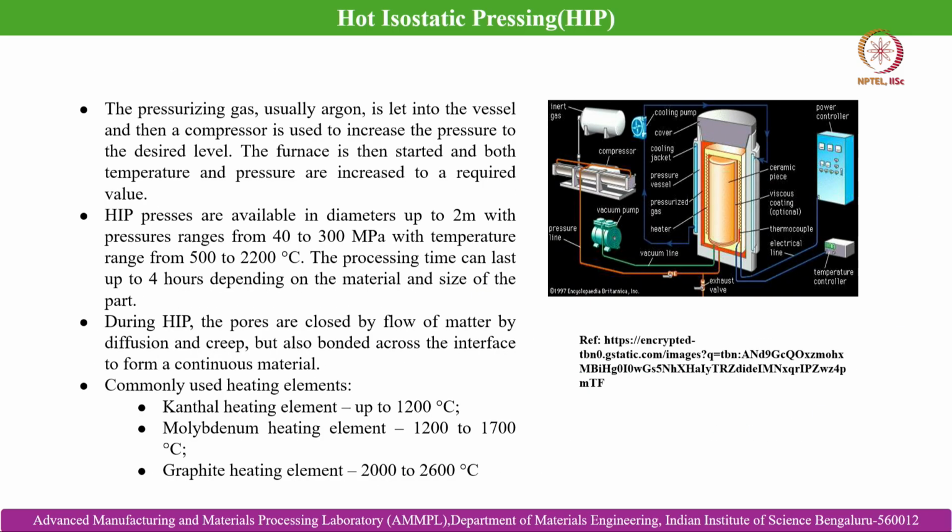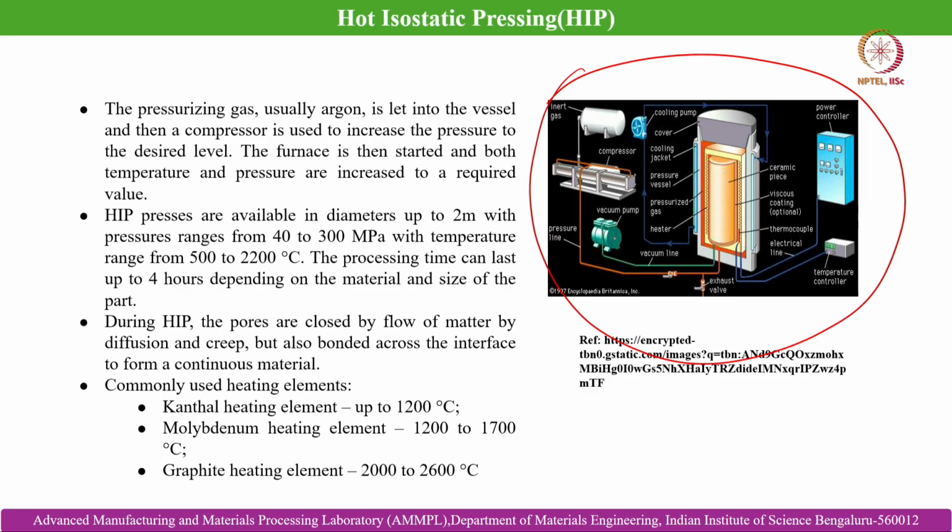In hot isostatic pressing, the pressurizing gas, which is usually argon, is let into the vessel, and then a compressor is used to increase the pressure to the desired level. The furnace is then started and both temperature and pressure are increased to the required value. This is how a typical hot isostatic pressing setup operates. You can see the details of all the functional parts like the vacuum pump, compressor and the pressure vessel, which keeps the pressurizing fluidized body, all shown over here.